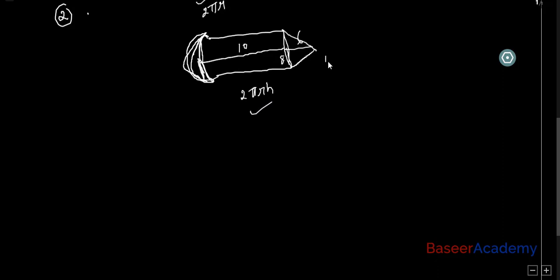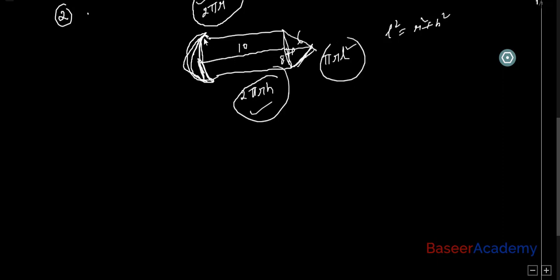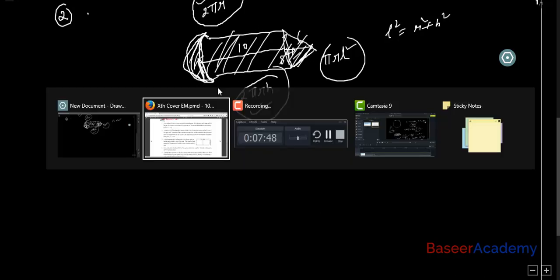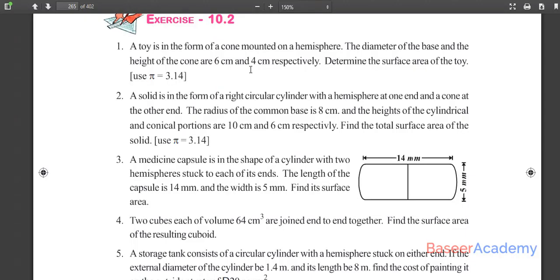After this, find out the curved surface area of the cone. Curved surface area of a cone is pi r l. You don't know the value of l, so use the relationship l square is equal to r square plus h square to find out the value of l. Once you have it, you can find out the curved surface area of the cone. To find out the total surface area of this shape, you just have to add all of these three: the hemisphere, the cylinder, and the cone. Add all of these three and you'll get the total surface area of the complete solid.